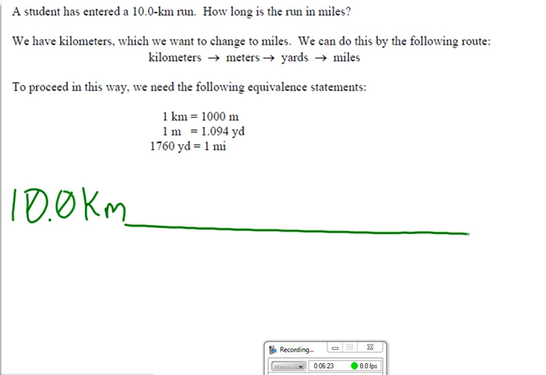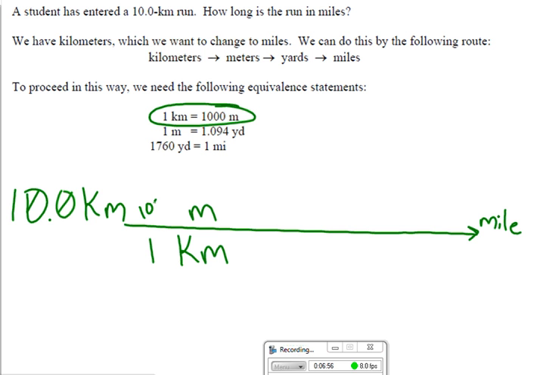So we need to figure out how many miles this is. I draw a long arrow, because that's where I'm trying to get to, miles. Well, from kilometers, I'm given a couple of conversion factors. First off, this conversion factor right here, you should already know from previous videos. For every 1 kilometer, there are 1,000 meters. So I want to get rid of kilometers and get to miles. Let's get rid of kilometers first and go to meters. So that's one conversion factor.